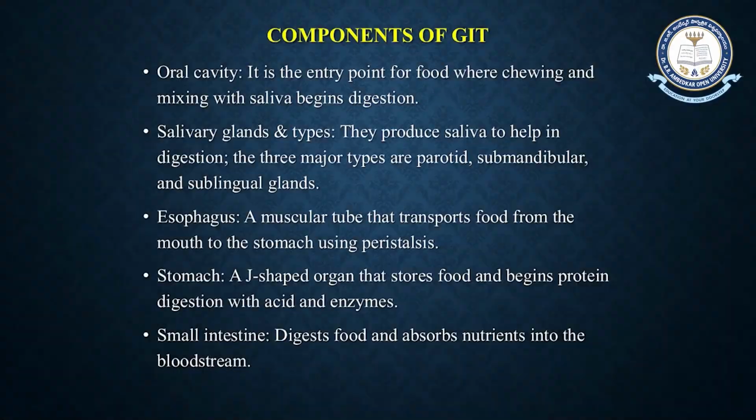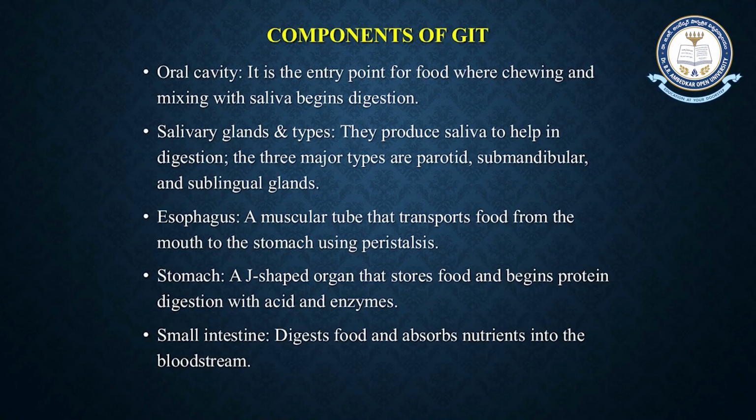And moving to the components of the gastrointestinal tract, starting with the oral cavity. You eat your food through your oral cavity. But did you know that the digestion begins in the oral cavity itself? Yes, thanks to saliva. The saliva is produced by the salivary glands. These salivary glands are of different types based on their location. That is, three major types: the sublingual, parotid, and submandibular.